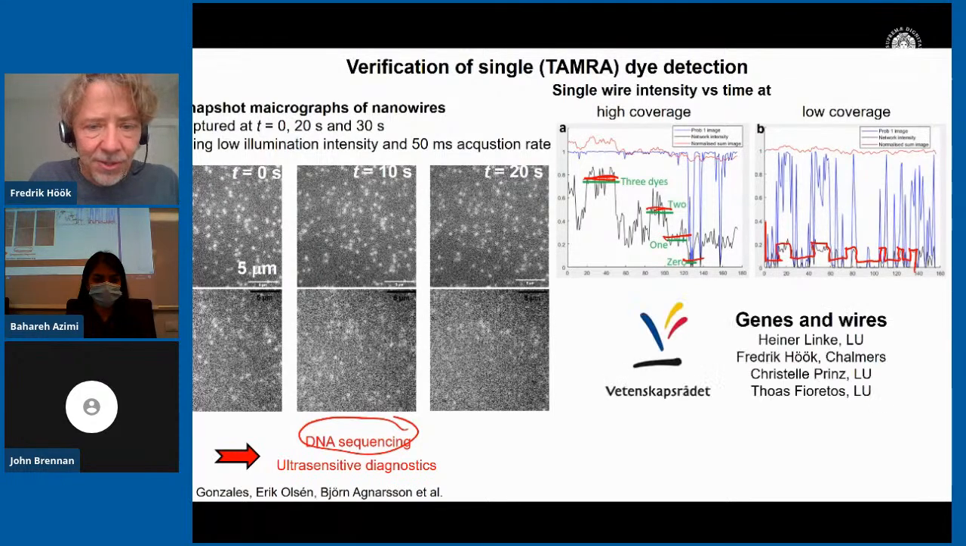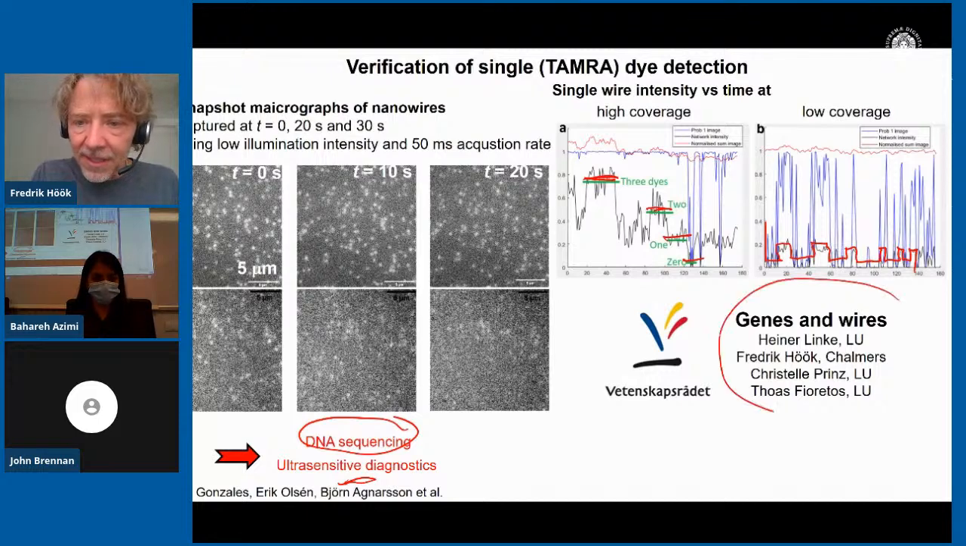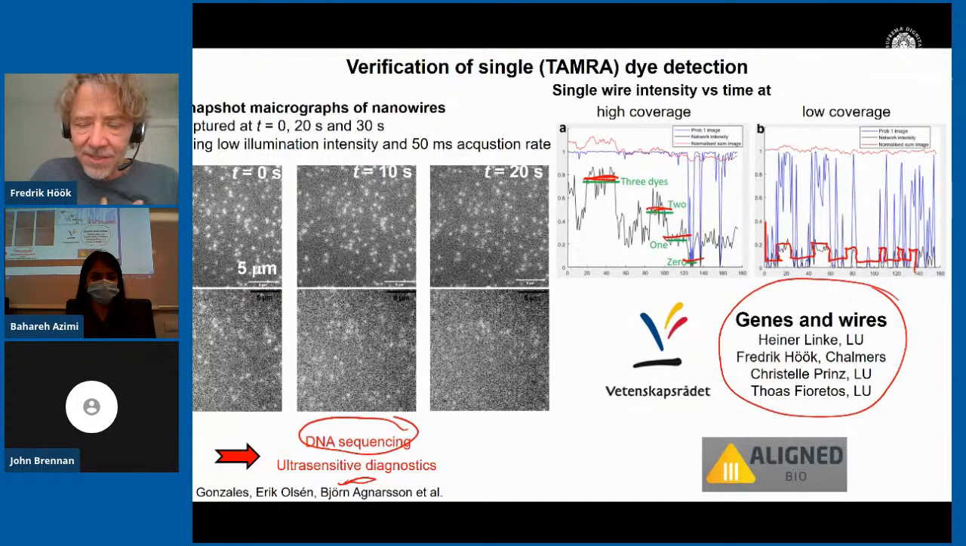We're also very curious in using this for ultra-sensitive diagnostics, because single molecule detection should offer improved detection limits. And this we are now exploring in a center located in Lund, funded by Vetenskapsrådet, the Swedish Research Council. We're a team of scientists doing that, and we are right now recruiting to that. And we are also supported by Align Bio.